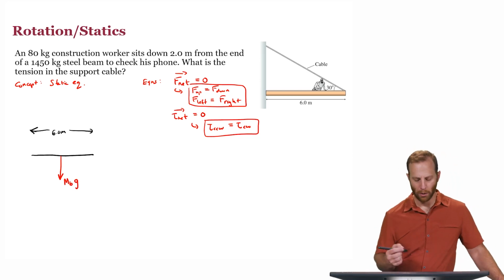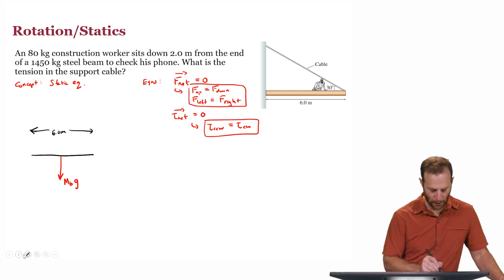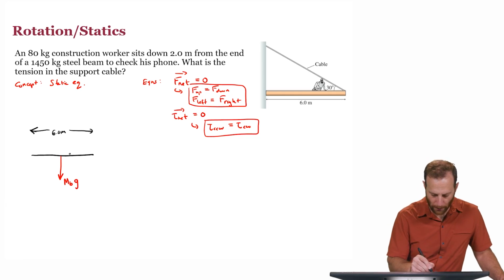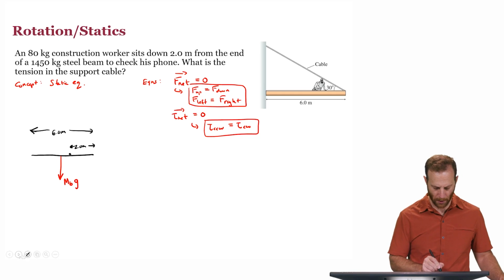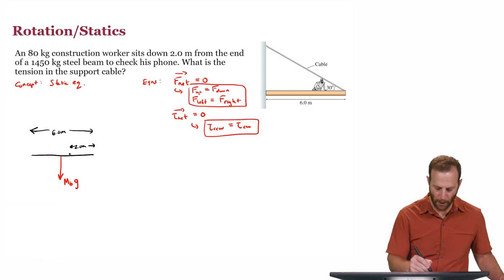Now the worker is sitting at a location that's 2 meters from the end, and by that we can assume that that's somewhere about here. That's 2 meters distance measured from the right end to the place where the worker is. We should indicate what the force is acting on the worker. Force of gravity acting on the worker is the mass of the worker times g.